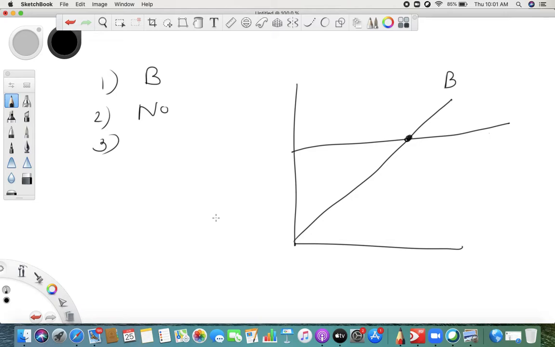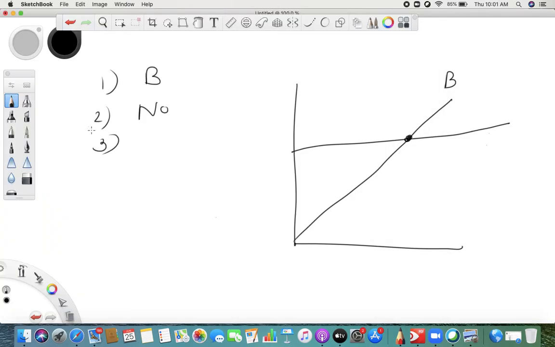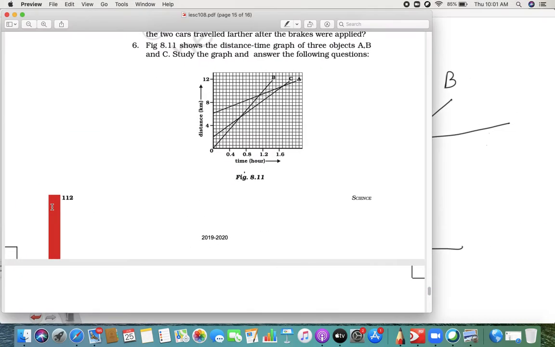Okay, let's see. So where is your C? If you see properly, your C is between 0 and 4. If you see the graph of C, it is between 0 and 4, right? So what is the distance it covers? 4 by 7. Okay, now the fourth question, if you see. Wait, sorry.